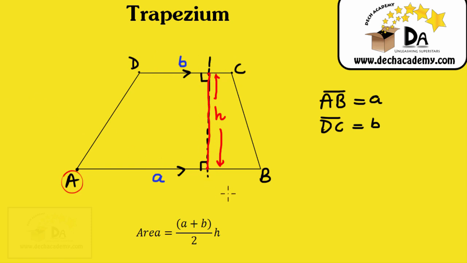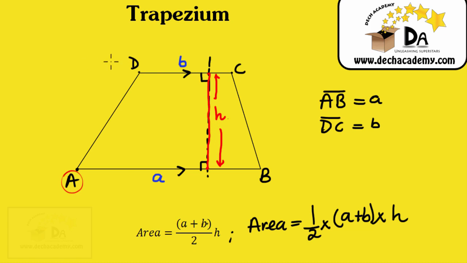So the area of a trapezium is simply given by the sum of the lengths of the parallel sides divided by 2 multiplied by the perpendicular height. So I'll just give you here, the area is equal to half times the sum of the parallel sides, so a plus b, times the perpendicular height, in this case h.